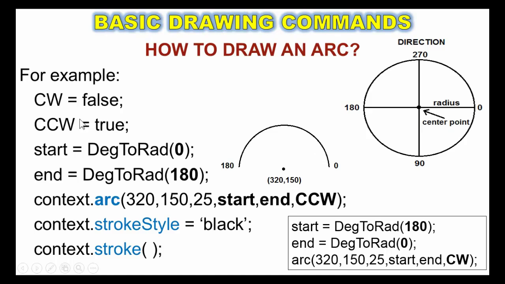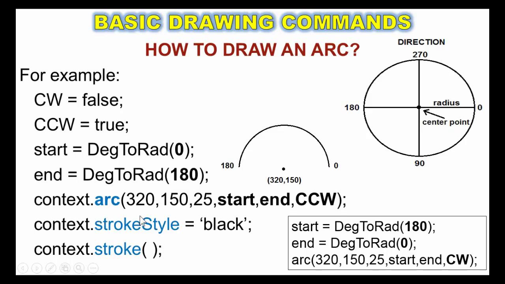So I declared a variable CW for clockwise, assign it false. CCW for counterclockwise, assign it true. The start variable, or starting angle, we specify is 0. Since the start and end are both radians, I define a method that will convert degrees to radians, and I call that method deg2rad. I pass the starting angle 0, and then the variable n will contain the radian equivalent of 180 degrees, calling the function deg2rad.